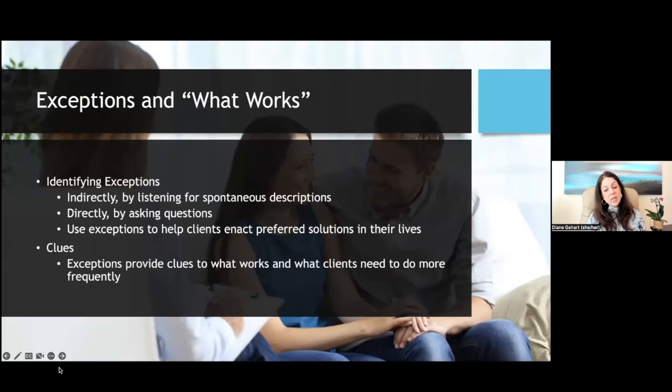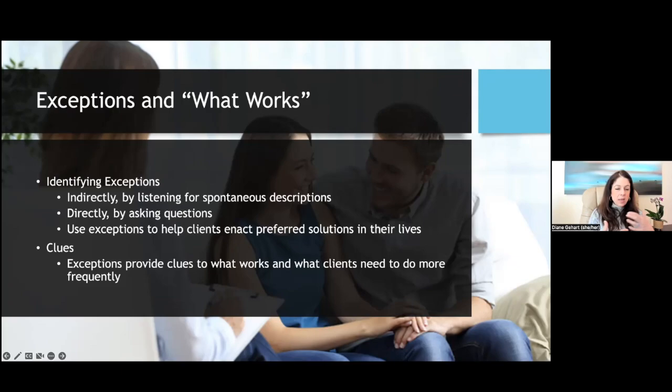They also will be looking quite a bit at what works, and looking for exceptions. There are many ways that it's like this constant exceptions, what-works radar is constantly running when you're working this way. So indirectly, you're going to get lots of descriptions of when the problem's less severe, when it suddenly doesn't happen or didn't happen one time. You're going to ask what the context is and why things aren't worse than they are. And then sometimes you're going to ask directly, when is the problem less severe? Or there are certain places or relationships where the problem doesn't happen. Why do you think it's not worse than it is?